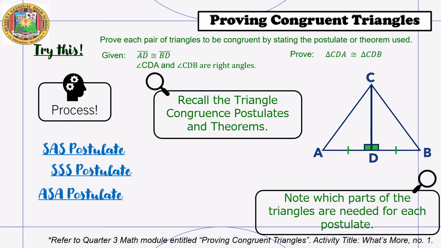For SSS postulate, all three sides have to be proven congruent in both triangles. Finally, for the ASA postulate, we need to prove that an angle, an included side, and another angle are corresponding and congruent in both triangles.